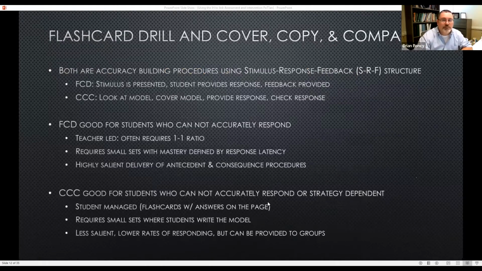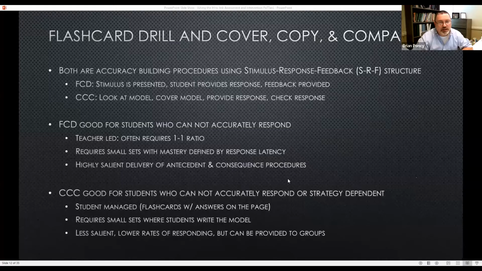All right, so flashcard drill and cover, copy, compare. Again, I'm going to talk about those together just because they're so similar. Both are accuracy building procedures using a stimulus response feedback structure. With flashcard drill, the stimulus is presented and a student provides a response and feedback is provided. With cover, copy, compare, like I said, they look at the model, cover the model, provide a response, and check the response. Flashcard drill is good for students who cannot accurately respond.